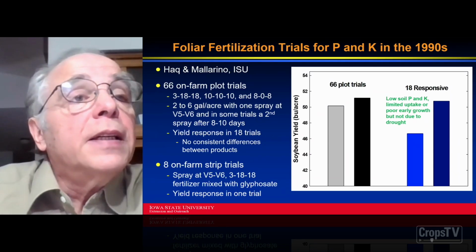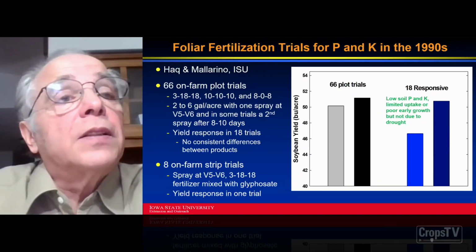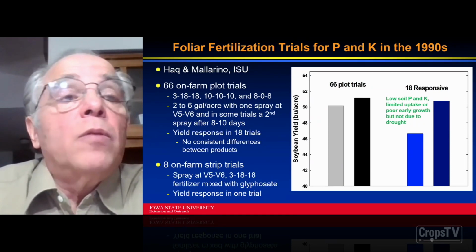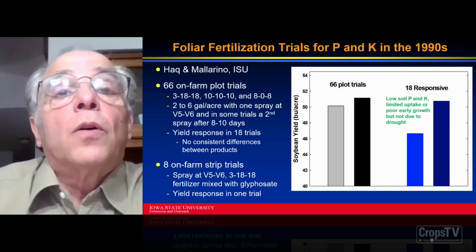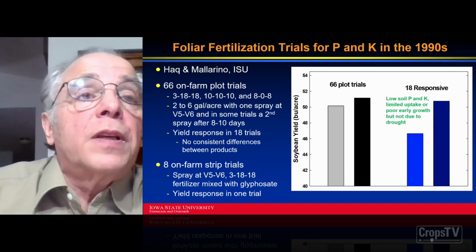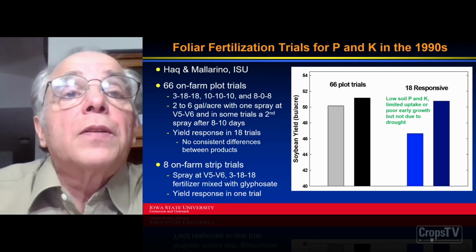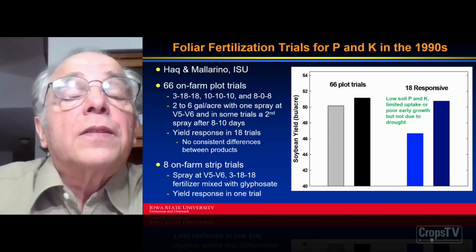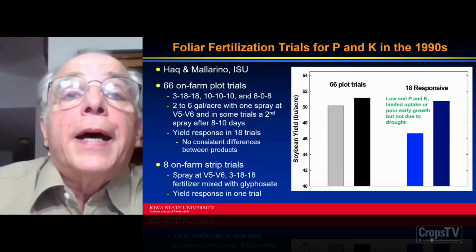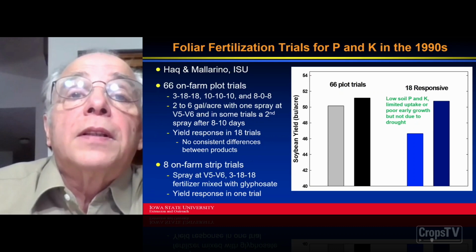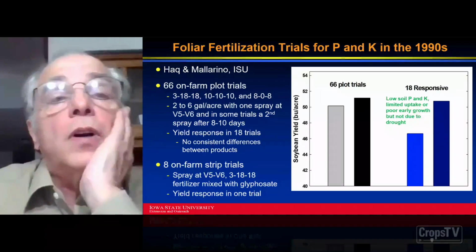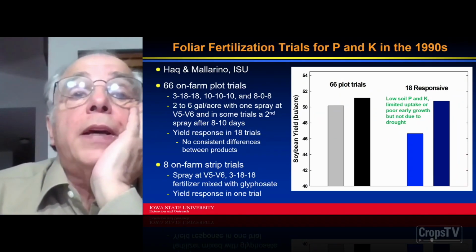We tried 3 different fertilizers, different rates, spraying once or twice, and we looked for a response to P or K. We applied the P and the K together, except that one fertilizer has only K in a few trials. Across all fields, there was a response of less than a bushel, which doesn't pay. And in the responsive trials, these are the averages for 18 of all those trials where there was a response to P or K.